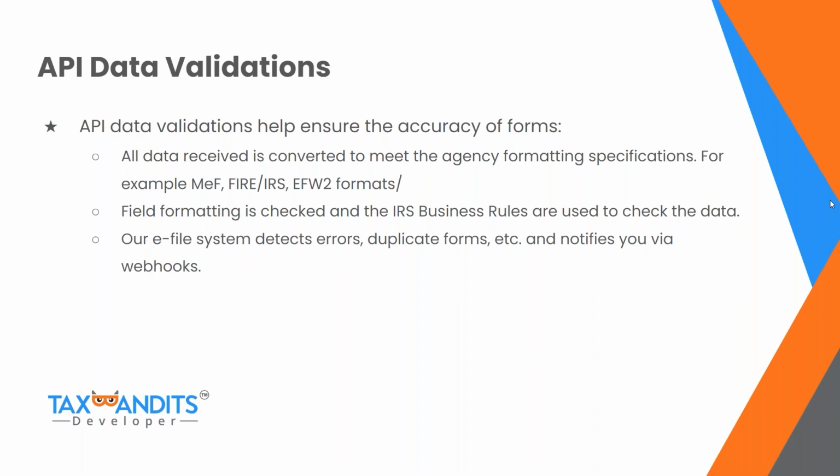Our API is going to go through extensive data validations. This will help ensure the accuracy of forms transmitted. Our system is going to be checking for IRS business rule violations, incomplete fields, fields that don't meet the agency's formatting specifications or character limits. It will be checking for errors, duplicate forms, incomplete TINs, and much more. We've enabled extensive error and validation checkpoints to reduce the likelihood of rejected forms.